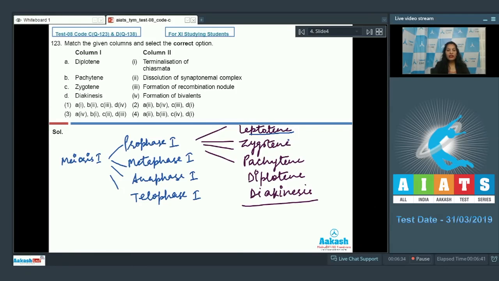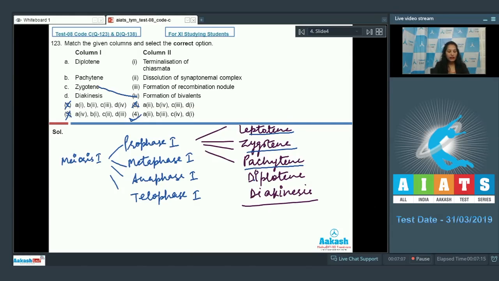In leptotene, there is condensation of the chromatin material, but in your question, leptotene is not mentioned. Second is zygotene, in which there is pairing of the homologous chromosomes called synapsis, which results in the formation of bivalents. So C matches with fourth. Options 1, 3 and 2 are ruled out, as only in option 4 does C match with the fourth. So this is correct.